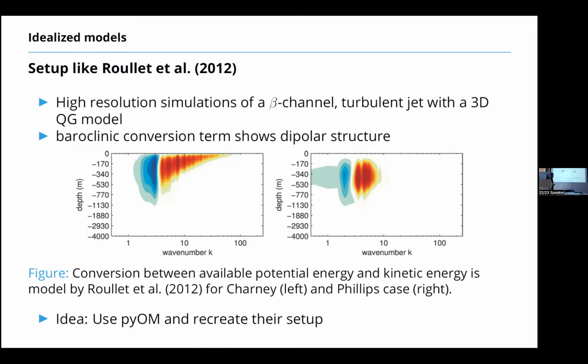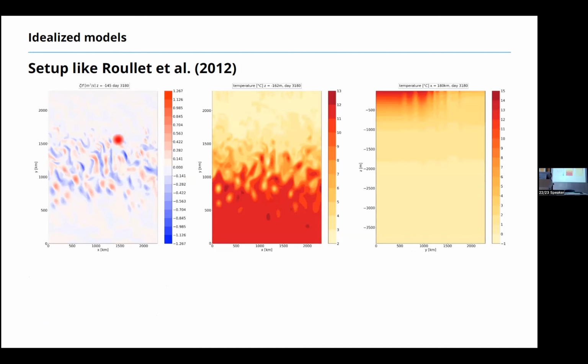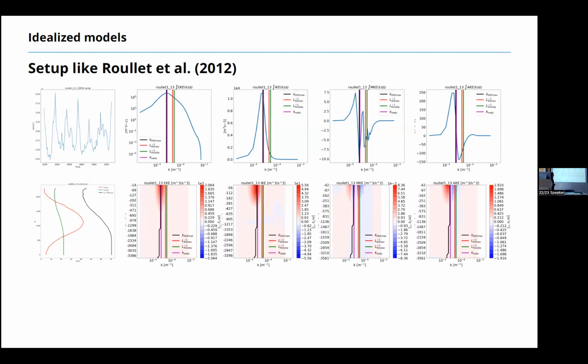So this is what I tried. Here are snapshots of relative vorticity over f. There are some eddy-like features. Also in the temperature it's visible, and the jet is driven by tilted isopycnals, which you can see here, which are then restored. So that's the forcing, and I then go ahead and calculate the diagnostics as I've done for the global model.